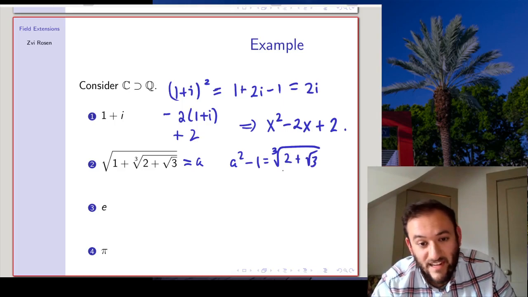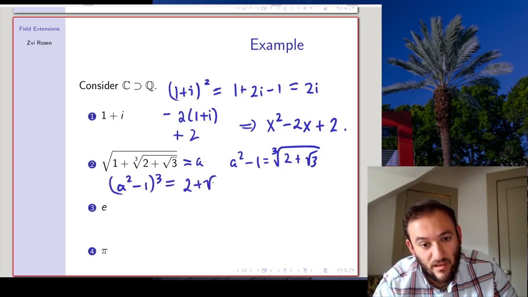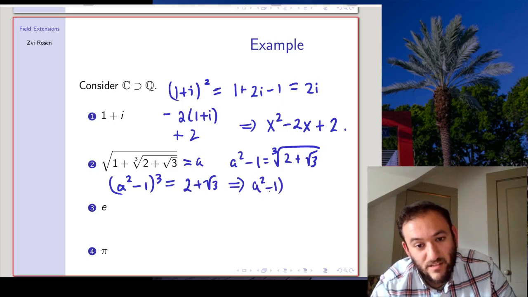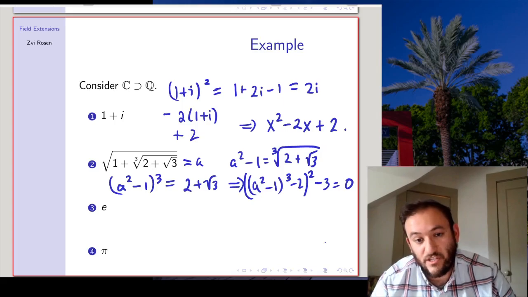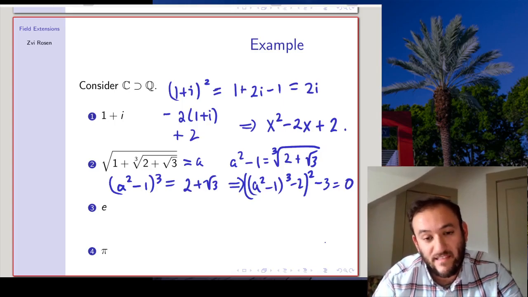So to simplify that expression, we can cube it on both sides. We get (a squared minus 1) cubed equals 2 plus root 3. Well, then we can subtract the 2 on both sides and square it again, and we get ((a squared minus 1) cubed minus 2) squared equals 3, and then we can just pull the 3 to the other side, and we'll get our polynomial relationship. So this is a polynomial that this radical satisfies, and that tells us that this is algebraic over Q.